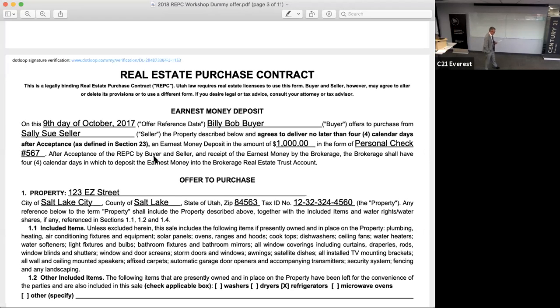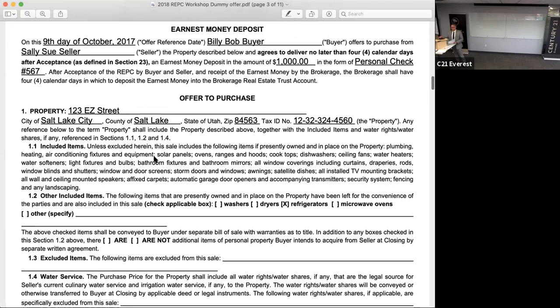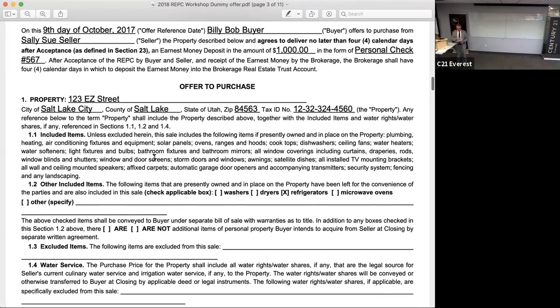All right, next then. So the offer to purchase property, and then it's got 123 Easy Street. Any concerns with, and let's just do that whole section, so we're not going to do just that blank line, but the whole address section and the tax ID number. Any concerns with what I put on there?